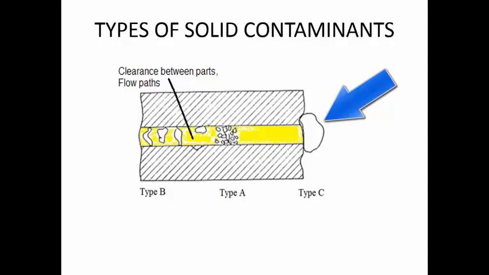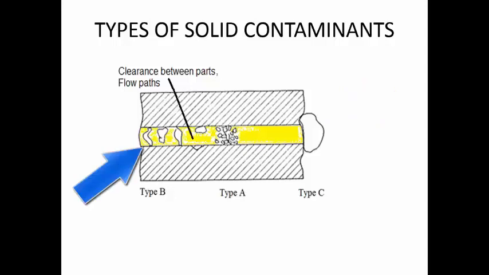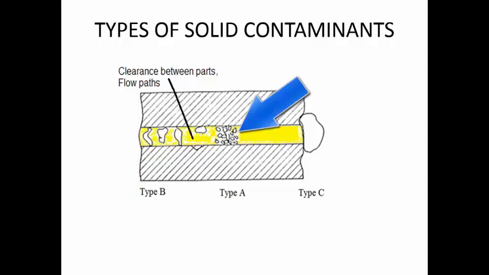That is type C. Now type B is where some dimension of the particle is equal to the size of the flow path. You can see here, the thickness is very, very small, but the length of this particular particle is equal to the size of the flow path. Then type A, where the particles are very, very small as compared to the flow path available. Now, what effects does each of these three sizes have?